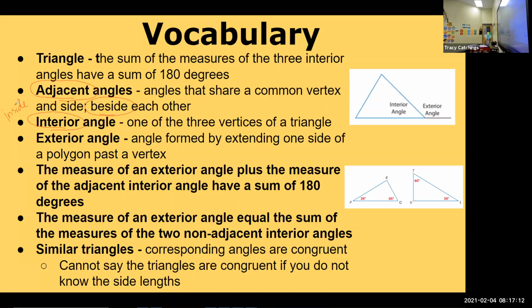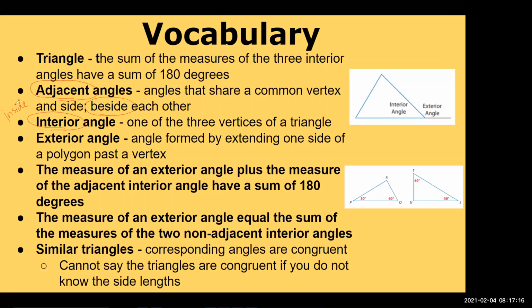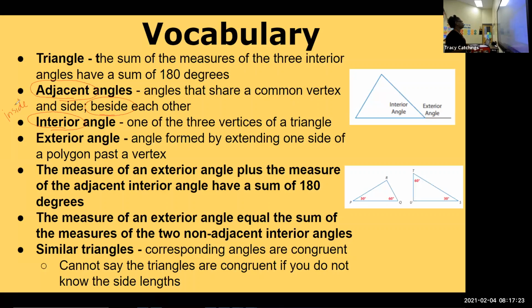All right, give us exterior. Angle formed by extending one side of a polygon past a vertex. All right, so once again, that name gives it away. Exterior means on the outside, so that's when we have an angle that's on the outside. All right, somebody give us that next bullet.